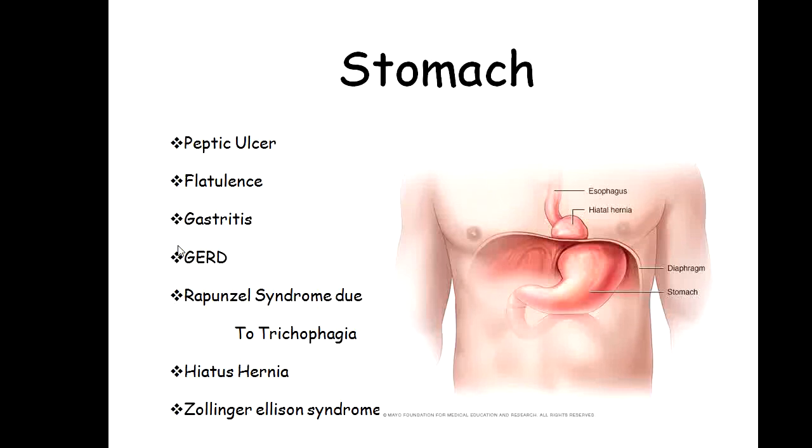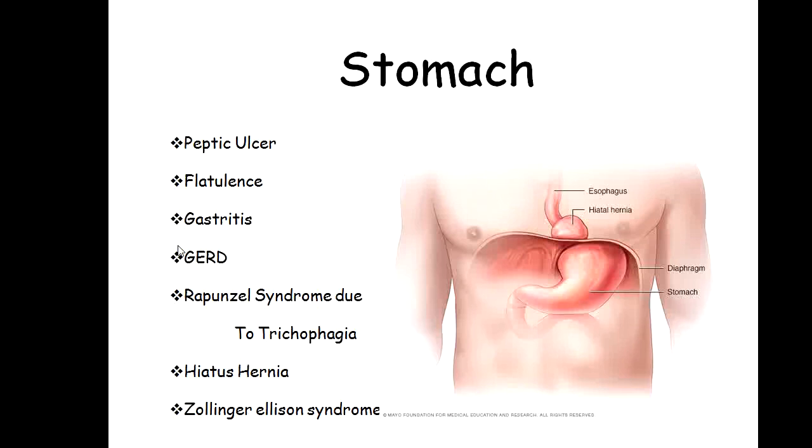The next one is Rapunzel syndrome. Rapunzel syndrome is a rare disease. This is not very common. And this disease usually happens due to trichophagia. Tricho means hair and phagia means eating. Some people have the habit of eating their hair. So this eating of the hair leads to Rapunzel syndrome.